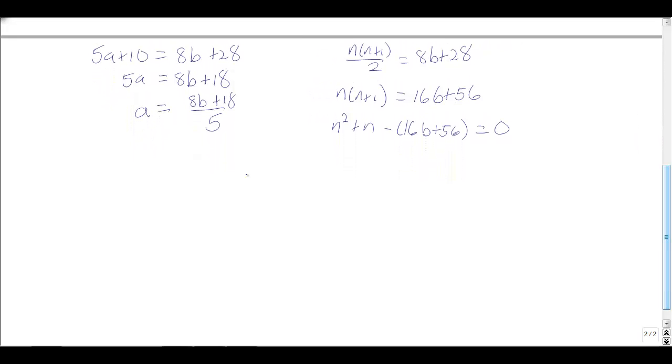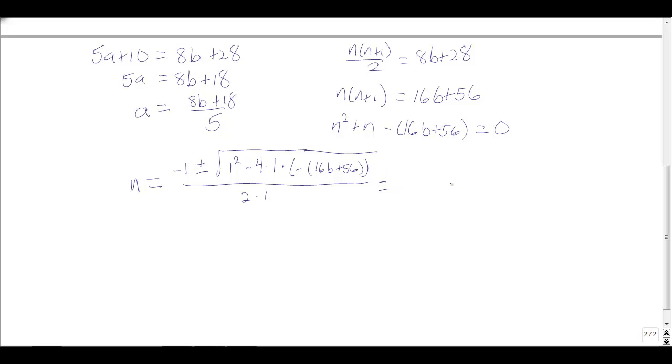So that tells me that n is, okay, so negative b, a little confusing because of b already, but negative the coefficient of n, that's negative 1, plus or minus the square root of the coefficient of n, that's 1 squared, minus 4 times the coefficient of n squared, that's our a normally in the quadratic formula, times c, which is the constant term, that's actually a negative of 16b plus 56, all over 2 times the coefficient of n squared, which is 1. So we get this formula here.